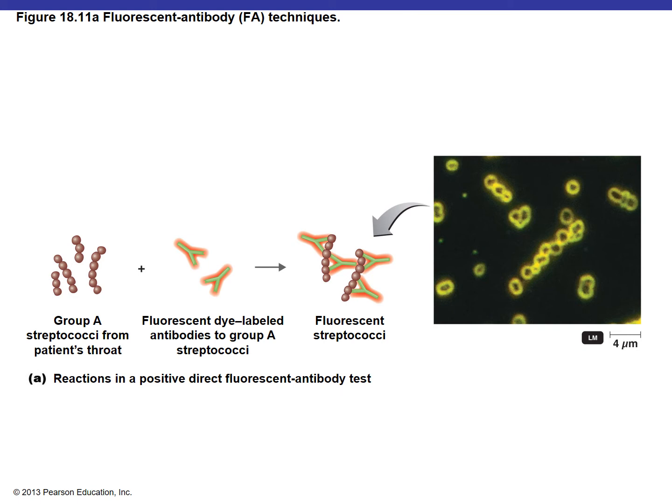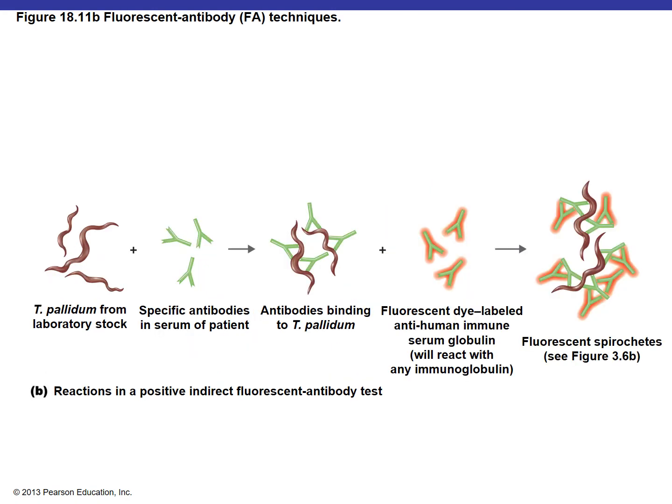So this is a direct test, because we are testing for the antigen, but you can also do it with other microbes. You would see fluorescent spirochetes when you look at this using immunofluorescence or the fluorescent antibody technique using the UV light microscope.